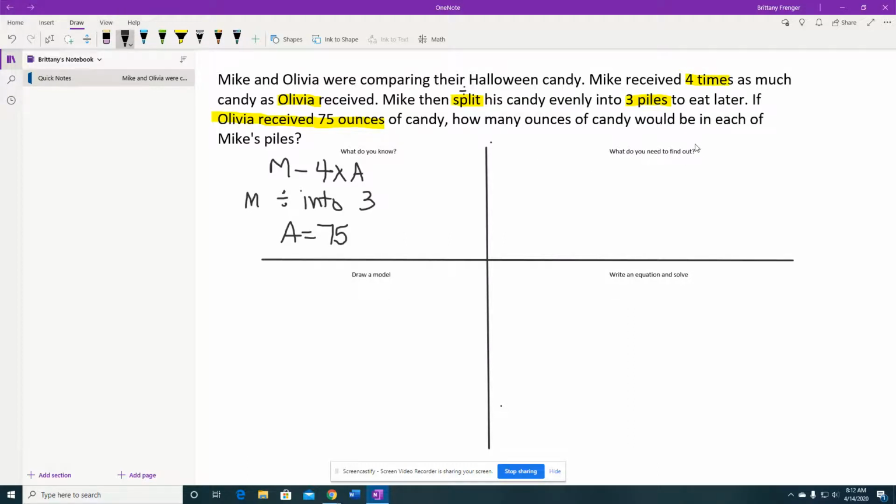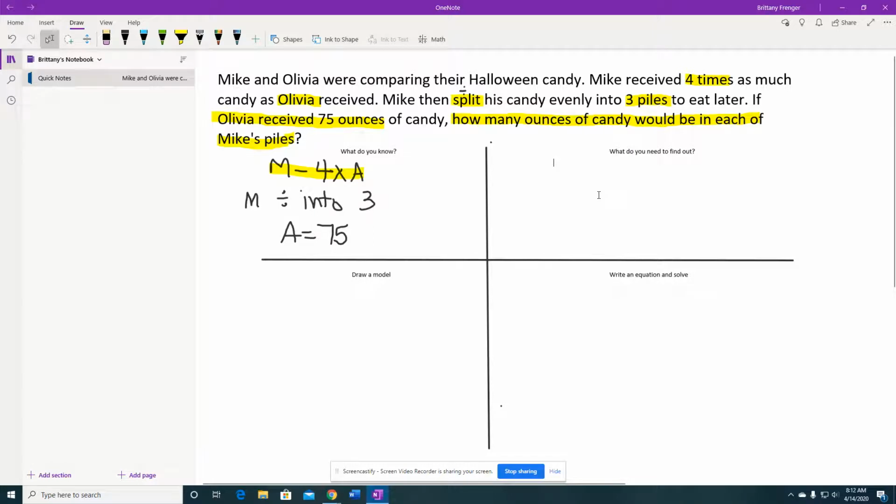Just like in other problems that we have gone over, problems that have multi-steps also have more than one question. So I highlighted the question that's given to us, which is how many ounces of candy would be in each of Mike's piles. But there's a question that we need to figure out first. And that question is this one. We need to know how much Mike has altogether before we can even figure out how many he has in each of his piles. So I'm going to write both of these into my statement here.